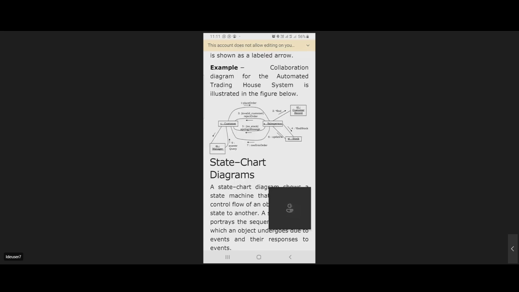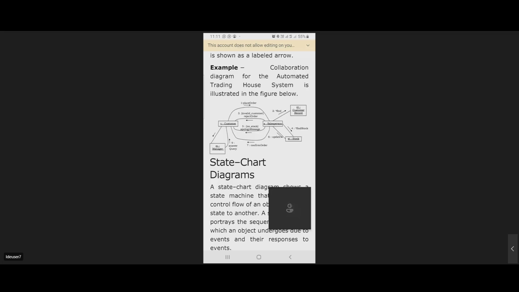If the customer is not in the record, we are going to reject the order. If there is no stock, we send an apology message to the customer. Once stock is there, we confirm the order, and again this message is sent to the customer. If any query is raised by the customer to the manager, he is going to reply. This is called the collaboration diagram of a system.